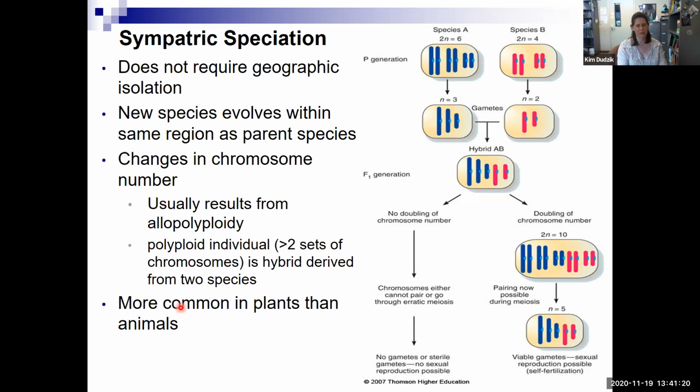Okay, with sympatric speciation, you can get different species that are not geographically isolated from one another. So the new species evolves within the same region as the parent species. This is a little bit harder to understand. We see it more commonly in plants than animals, especially in plants. Plants often don't have geographic barriers. You see different plants, different flowers and things all in the same area.